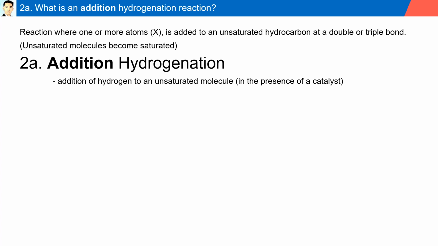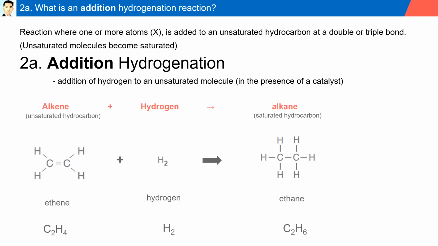In addition hydrogenation, the addition of hydrogen to an unsaturated molecule occurs in the presence of a catalyst. In this example, we add hydrogen to the alkene ethene, which is unsaturated, forming the alkane ethane, which now becomes saturated.